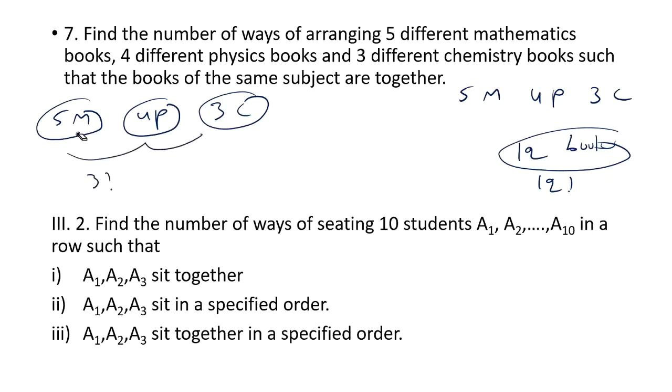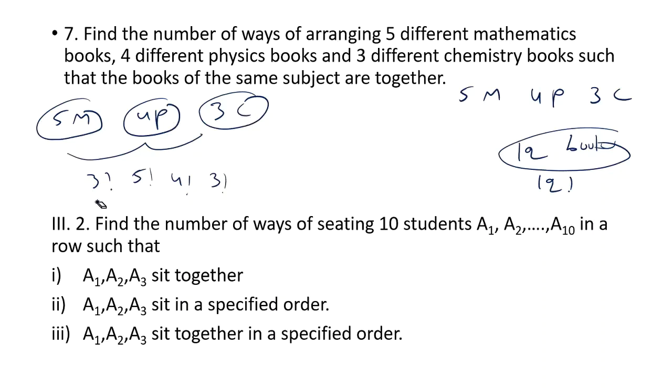And in this unit of 5 mathematics books, I can arrange them in 5 factorial ways. In this one unit consisting of physics books, I can arrange them in 4 factorial ways. And in this one unit of chemistry books, I can arrange them in 3 factorial ways. Therefore, the total number of ways of arranging these books so that all the books of the same subject come together is equal to 3 factorial times 5 factorial times 4 factorial times 3 factorial.